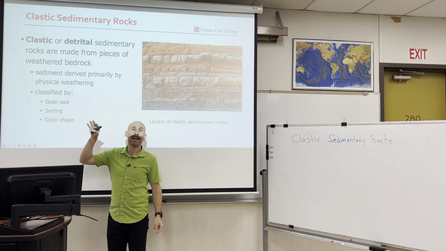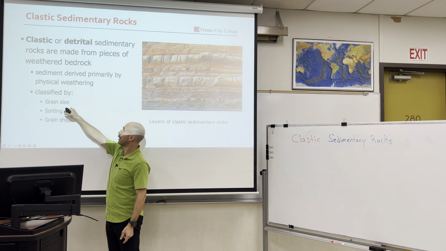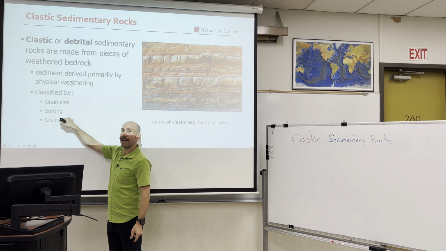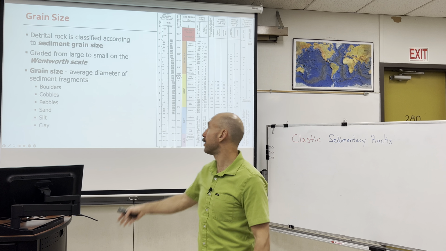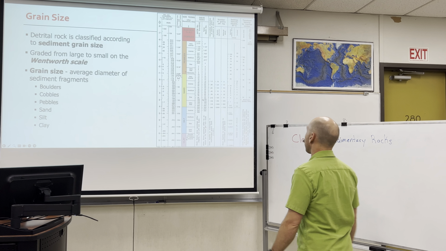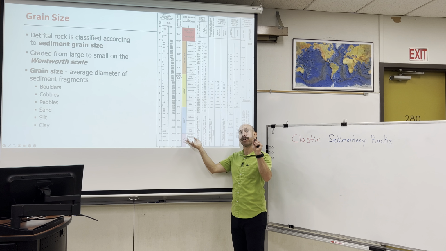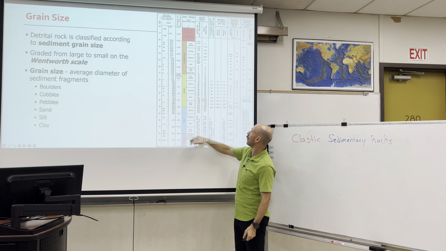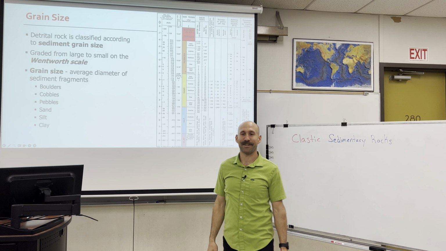We classify sedimentary rocks, or we name them, by grain size, sorting, and rounding. So let's get into it. Grain size, this is the Wentworth scale of grain size. It's the actual size of the particles, the individual pieces of sediment that make up the rock. We've got clay, silt, sand, pebbles, cobbles, and anything greater is considered a boulder.